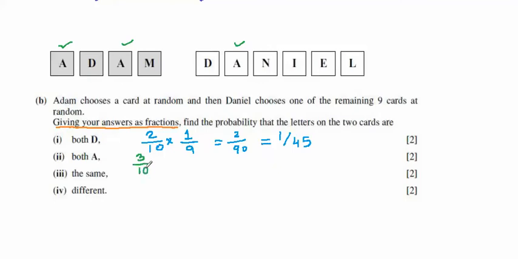So out of the 10 cards, and then Daniel will select. So we'll have 9 cards left over, and one card A is already taken. So the remaining 2 A's will be there. So it means this will be 2 out of the remaining 9 cards. So this is when the letters on both the cards are A. Now we'll simplify it. So it will be 6 over 90, or in simplest form it will be 3 over 45.